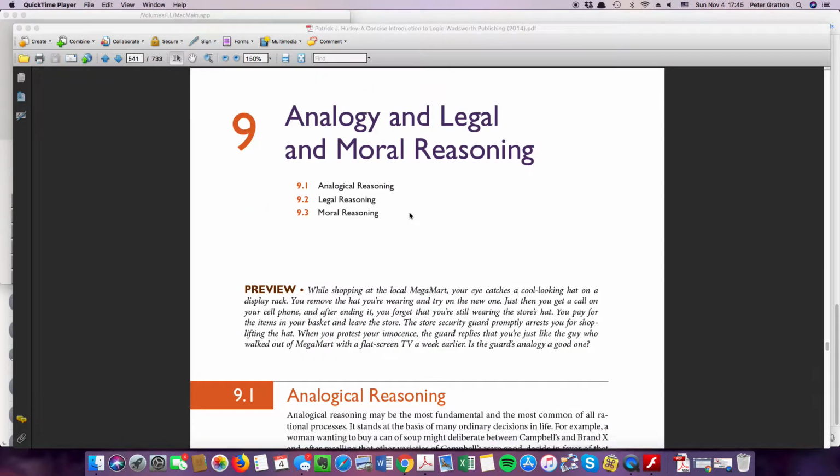We are here in Chapter 9 of, or at least this version of Chapter 9 of Hurley's Logic. And we're looking at analogical and legal and moral reasoning. And these make up each section, as you can see, 9.1, 9.2, and 9.3. But really, they are all based on analogical reasoning, which is going to take up a major portion of what we're going to be working on, at least in this lecture. Again, this is Dr. Peter Grattan.